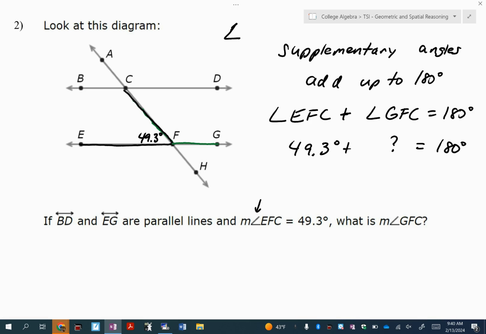So if you take your calculator and do 180 minus 49.3. Did you already get a Minerva? Look at that. 130.7 is correct. And that's how you find angle GFC.